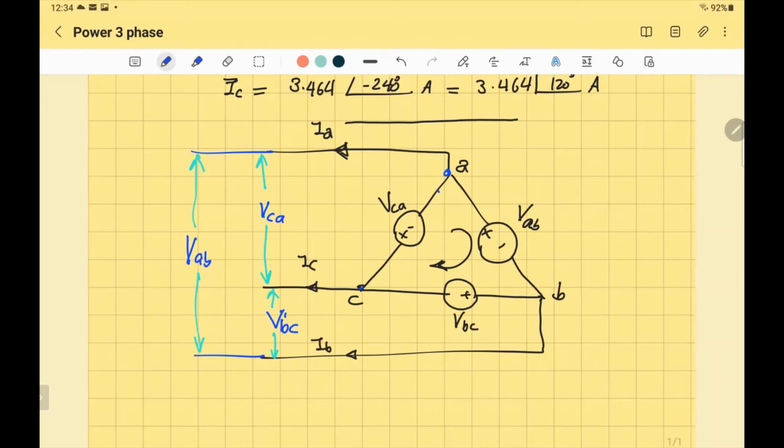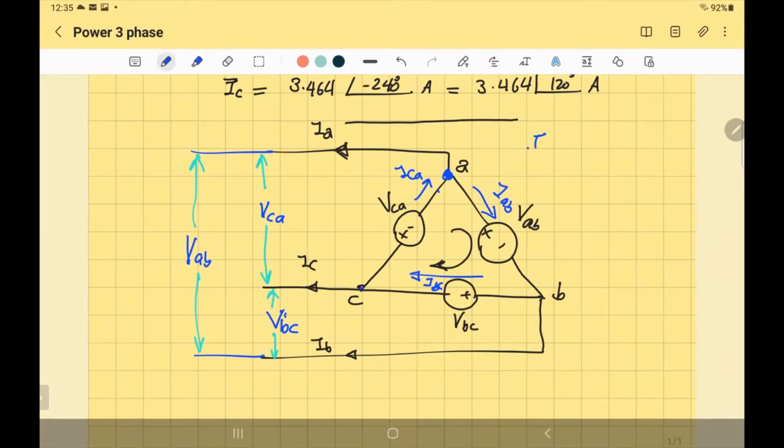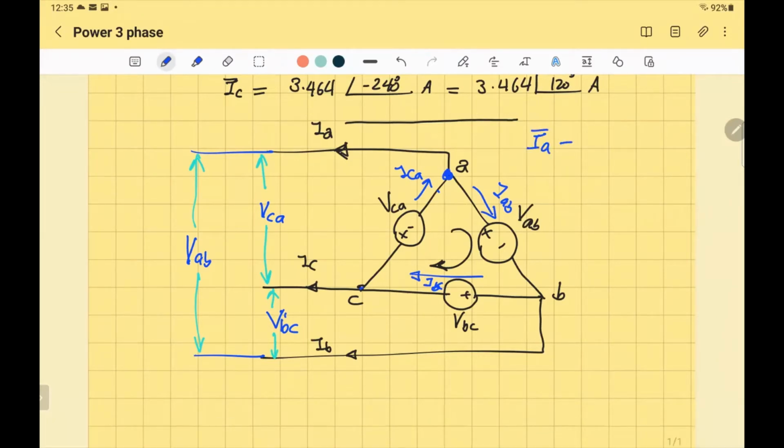Unlike the Y or star connection. But the current is different. If you look at IA coming out of the generator here, at this junction, what's the current? From A to B, that will be current IAB. From B to C, IBC. And from C to A, you will have the current ICA. So the line current, let me just get one current. The line current IA, for example, that's equal to what?